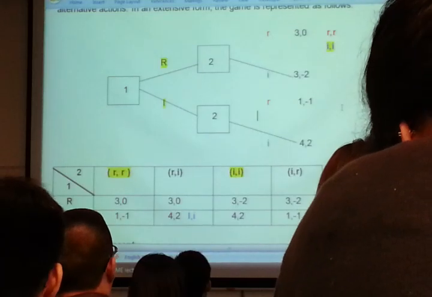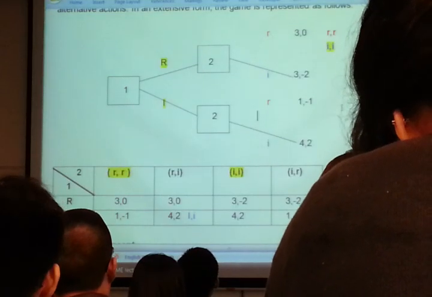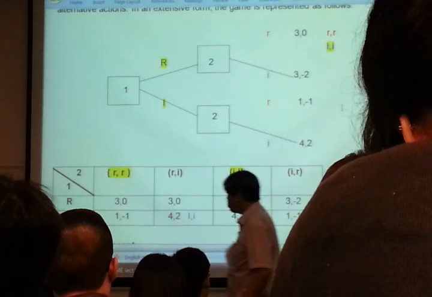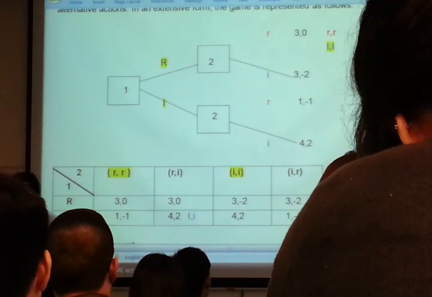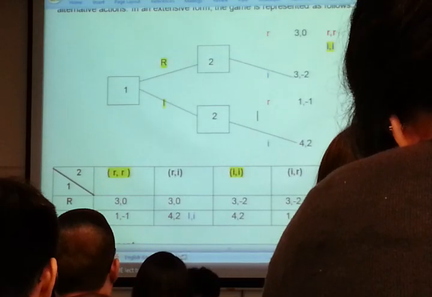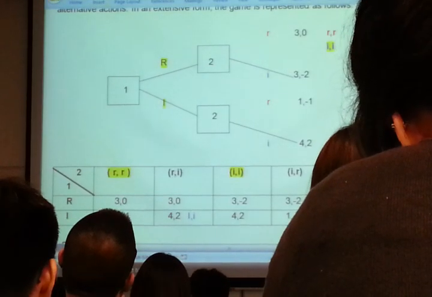Okay. So therefore, there are 4 sets of plans. So player 2 has 4 strategies. Easy? Okay. So once you fill up the strategies, you have to fill up the payoff. Now the payoff for this case is slightly different.